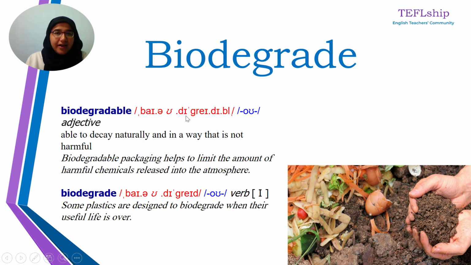Biodegrade or biodegradable. Biodegradable is an adjective, biodegrade is a verb. Biodegradable means to decay naturally in a way that is not harmful to the environment. So for example, you can say I like to use biodegradable bags instead of plastic bags, because plastic bags will be very bad for the environment. Or some plastics are designed to biodegrade when their useful life is over.